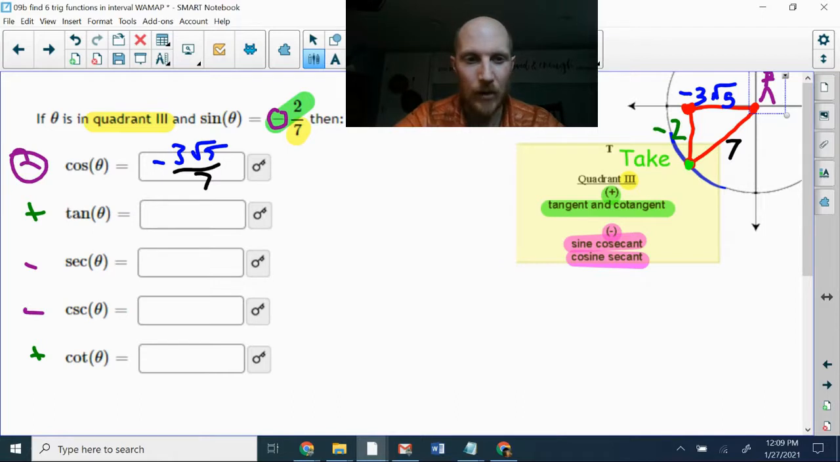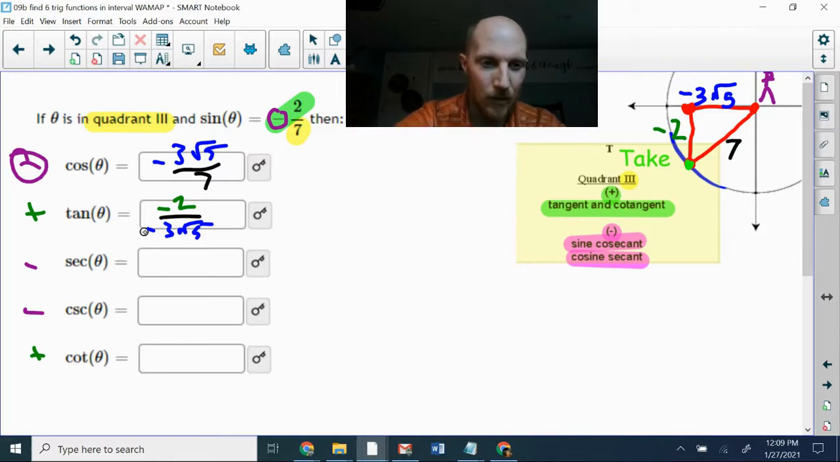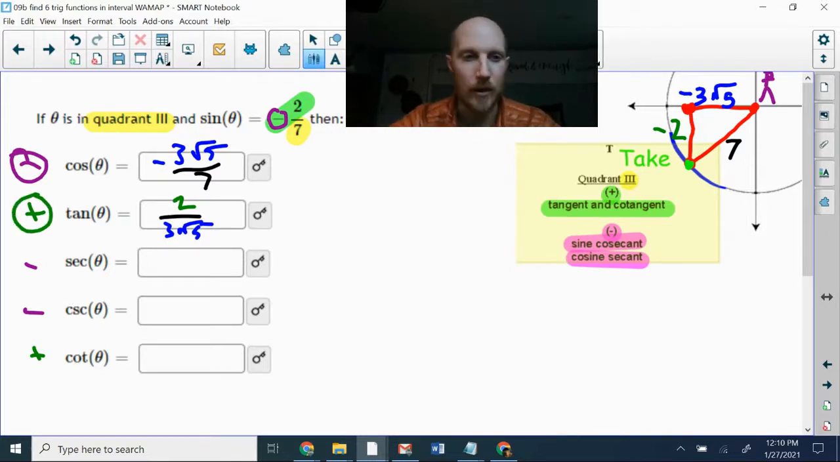Let's look at tangent. Tangent is opposite over adjacent, so that would be negative 2 over negative 3 radical 5. And that is a negative divided by a negative. If I clean this up a little bit, those negatives basically cancel each other out. So I'm going to end up with a positive result, which is what I indicated ahead of time I should end up with for tangent.